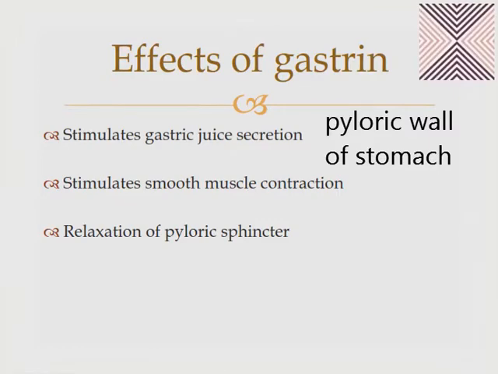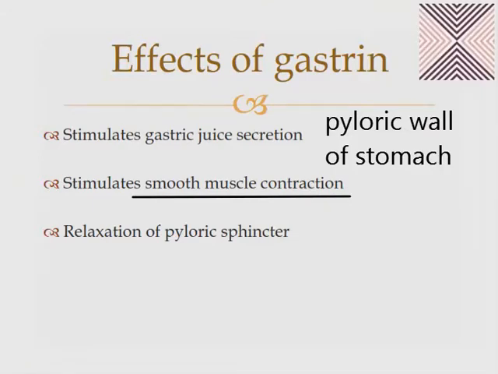So the second function of gastrin is that it stimulates the smooth muscle contractions. So it will stimulate the smooth muscle contraction. That means the contraction of the whole stomach wall and the duodenum will increase.